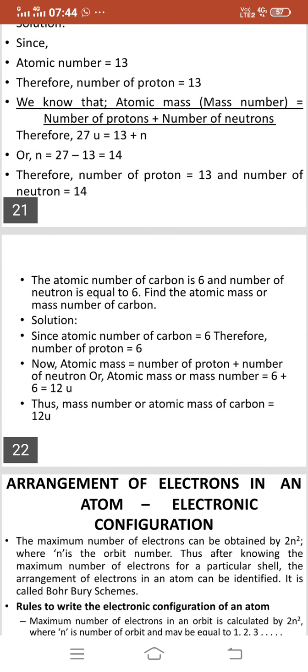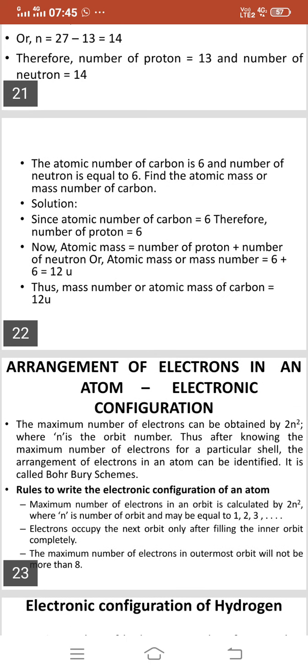The atomic number of carbon is 6 and the number of neutrons is equal to 6. Find the atomic mass or mass number of carbon. So, the atomic number of carbon is 6. Therefore, number of protons equals 6. Now, atomic mass equals number of protons plus number of neutrons. So, you can say 6 plus 6, that will be 12 U.